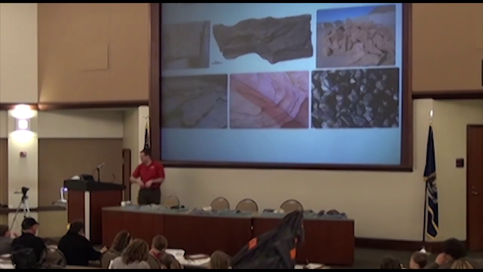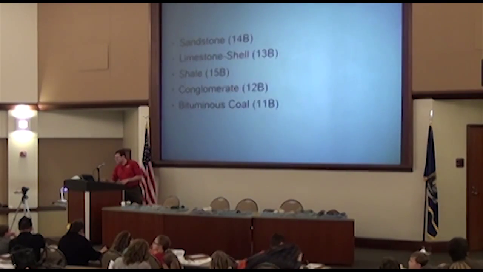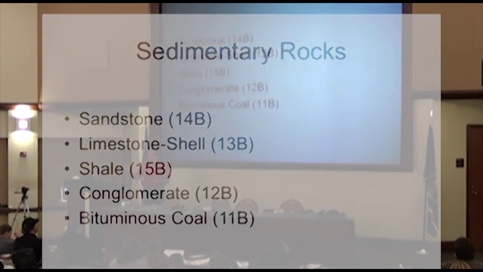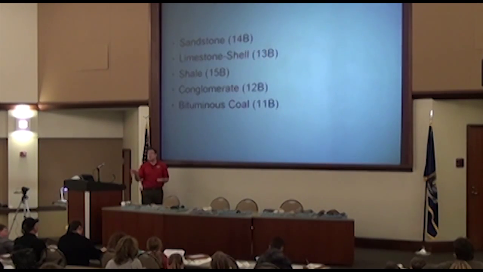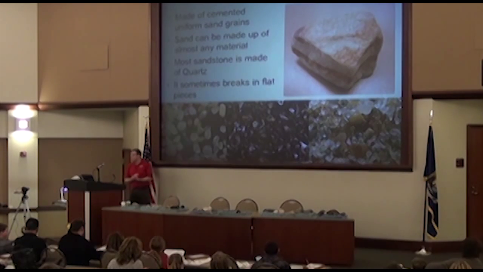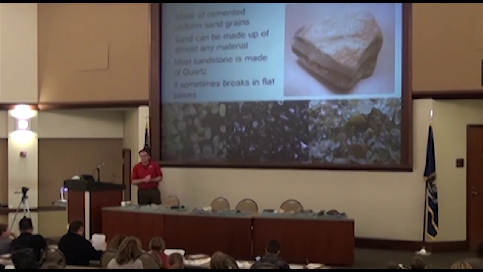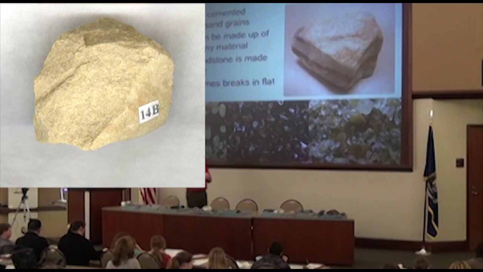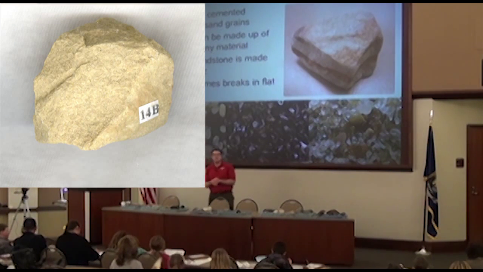All right, so the sedimentary rocks that we're dealing with are sandstone, limestone fossil, we used to call it limestone shell, shale, conglomerate, and bituminous coal. Now, I asked you to bring out that extra one, anthracite, because we're going to talk about it today with the other coals. So the first one we're going to talk about is sandstone. So grab your sample of sandstone. It's 14B. Can somebody tell me what color your sandstone is?